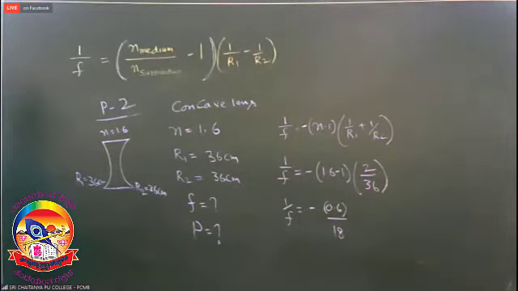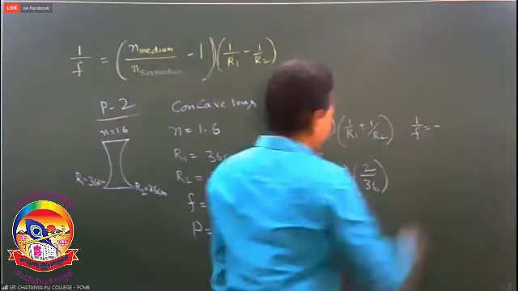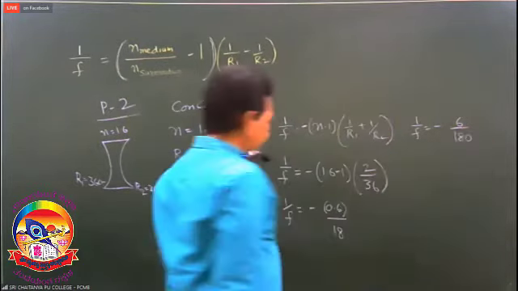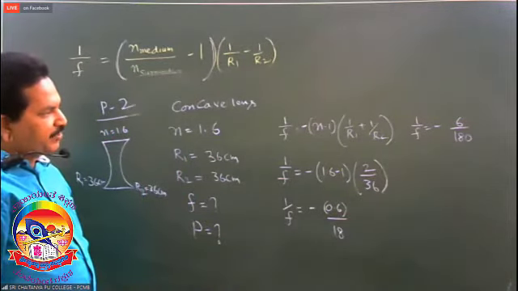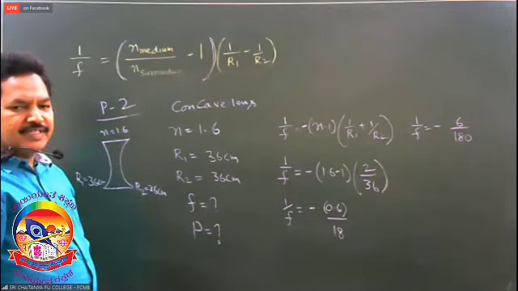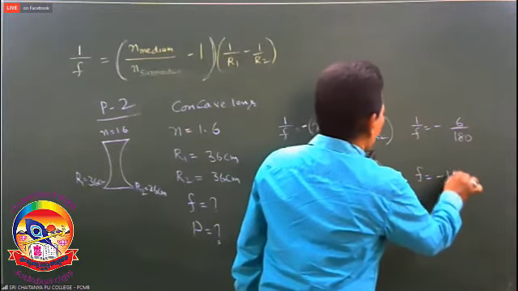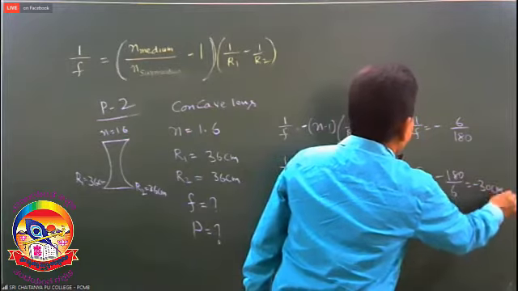2 by 36, 1 by 18, 1.6 minus 1, 0.6. This can be written as 1 by f is equal to minus 6 by 10 into 1 by 18, 6 by 10 into 18, 18 into 10, 180, 6 by 180. So f is equal to minus 180 by 6. This comes out to be minus 30 centimeters.